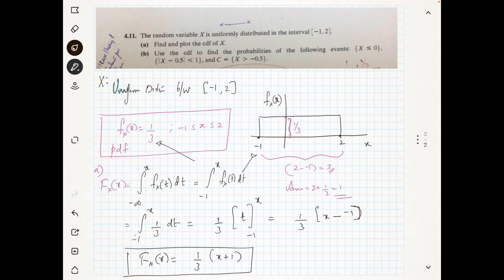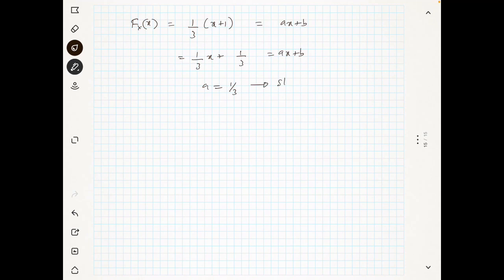Now we will plot it. You can see that F_X(x) is equal to 1/3 into x plus 1. This is in the form of ax plus b. That means this is like 1/3 into x plus 1/3. So what is a here? a is 1/3, which is nothing but the slope of the curve, and b is the y-intercept, which is again 1/3. So I will plot your F_X(x), which is changing from -1 to 2.